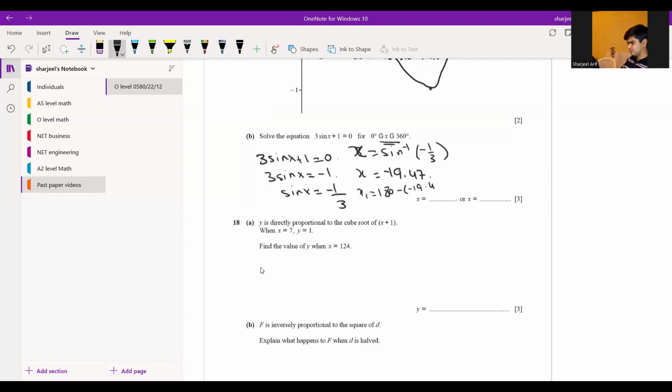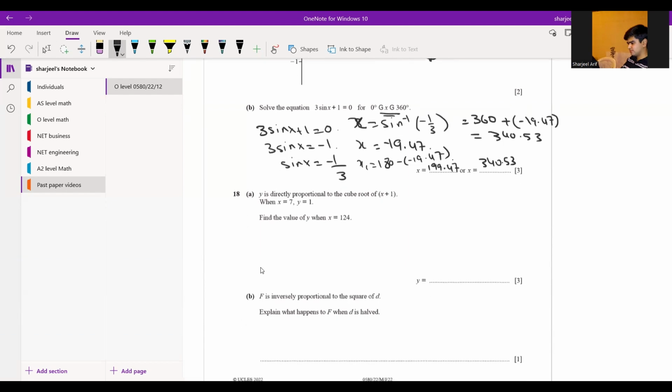You will deduct it from 180. This will become 199.47. And for the second part, you will add the answer in 360, because 360 normally is in the next quadrant, but in case of a negative angle, you have to deduct it from 360. Basically, you are adding it in 360. The basic angle is negative, so you will get the answer within a given domain.